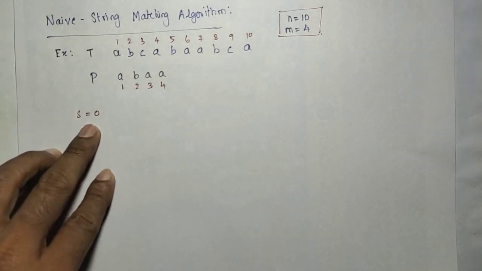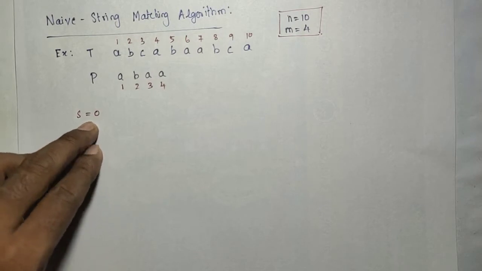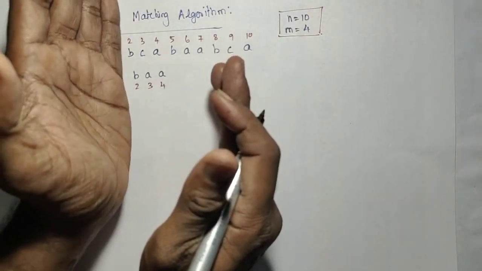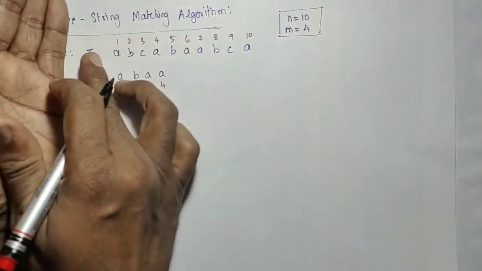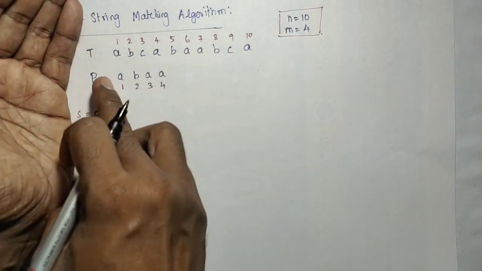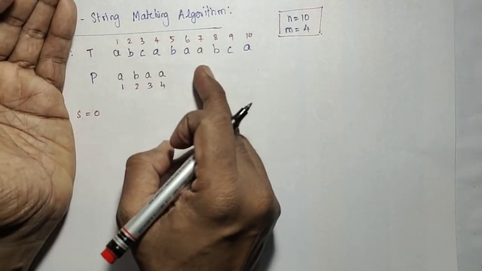So here the output will be in terms of the number of shifts required to obtain the pattern. One shift means we need to shift 1 character. If I shift 1 character, we will obtain that string. So to obtain ABAA, how many shifts are needed, like that we need to say.